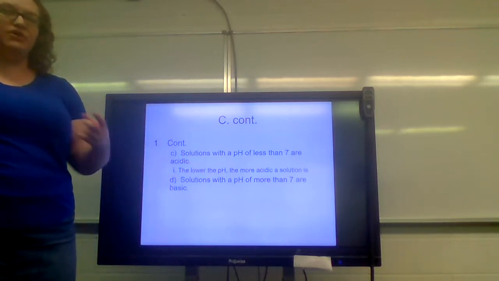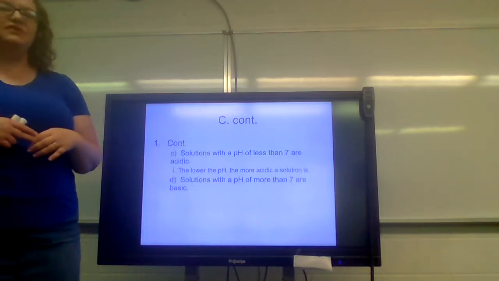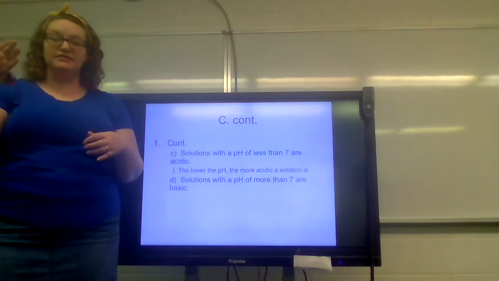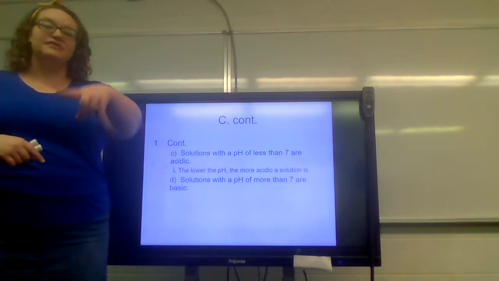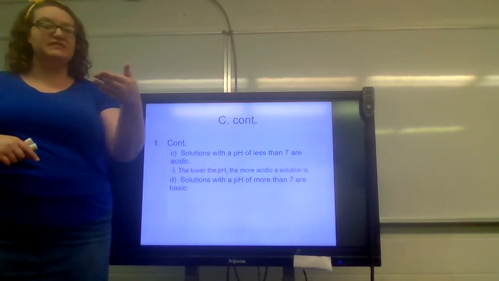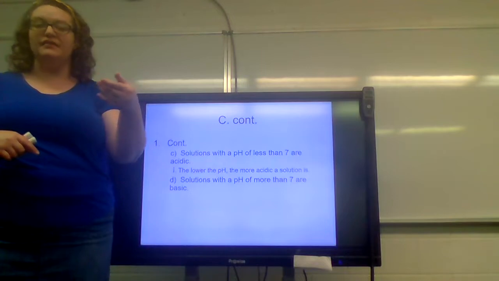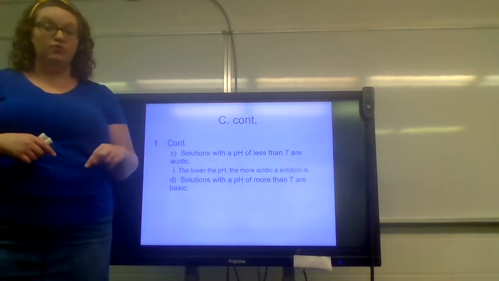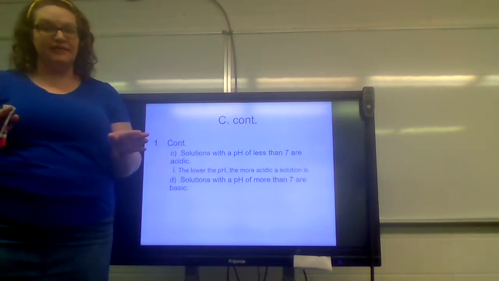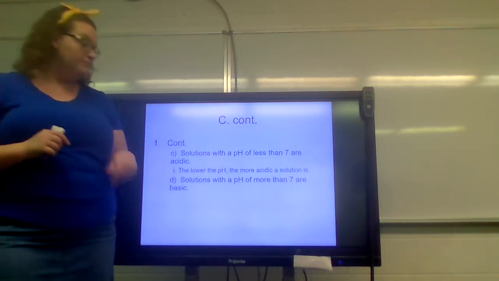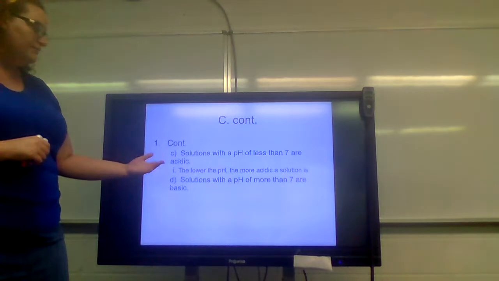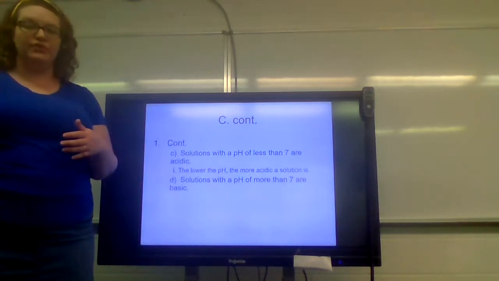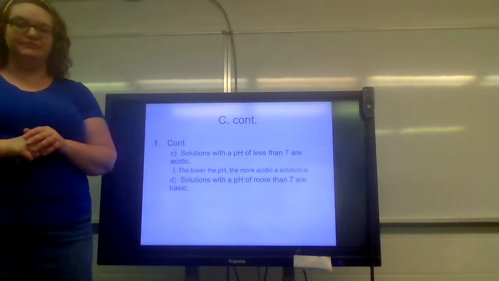So you would think that something with a pH of 6 is actually very acidic. In reality, it's actually the opposite. Something with a pH of 6 doesn't have a lot of acid in it, versus something with a pH of 1, there's a ton of acid in that substance and you want to stay away from it. Solutions with a pH of more than 7 are basic, and the higher up you go, the more basic the substance gets.